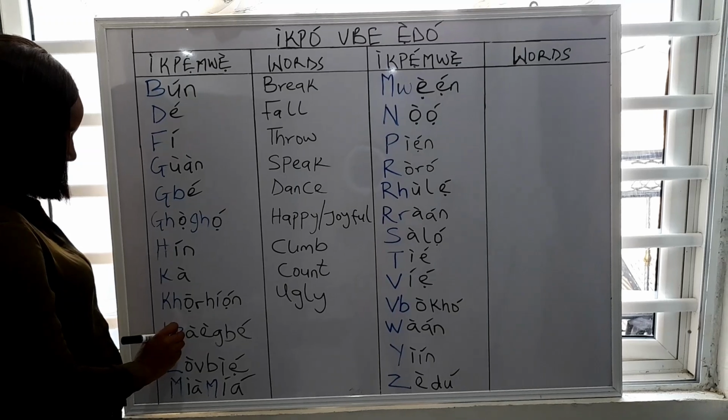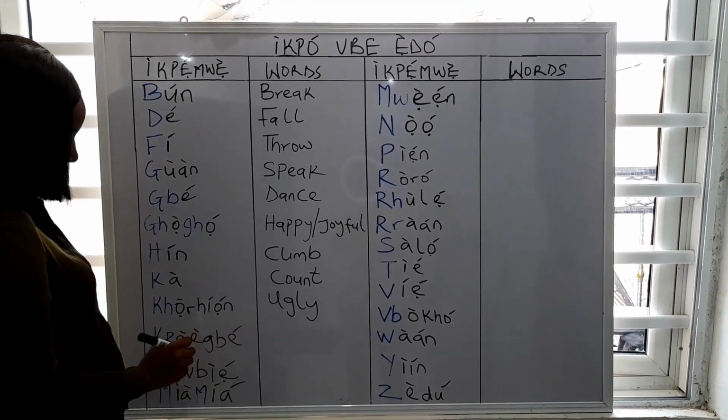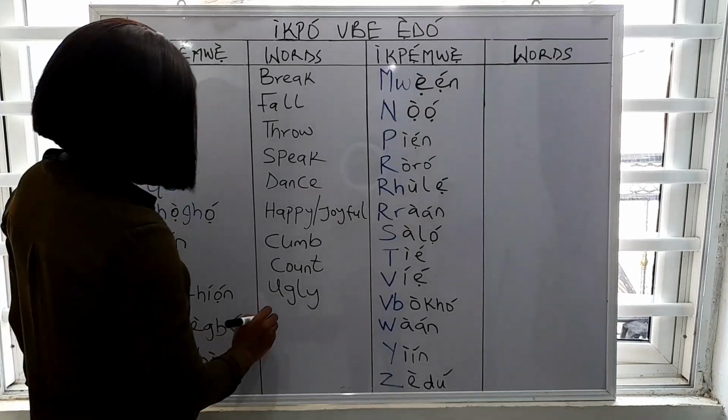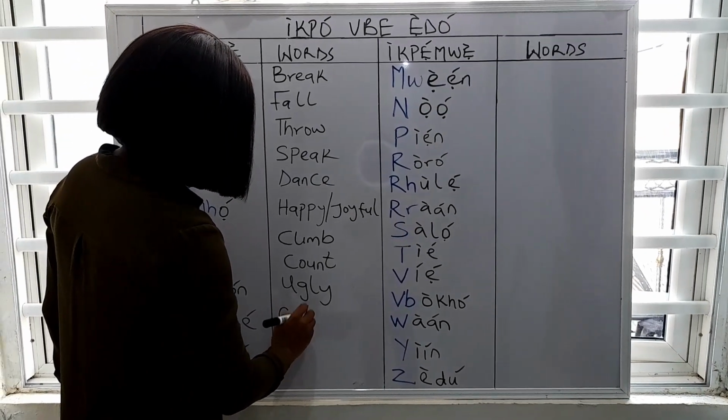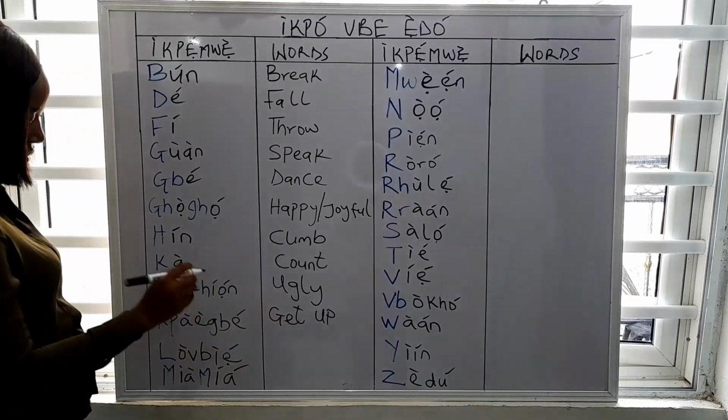Okay, the next is b. We have baigbe. Baigbe is to get up. Get up. That is baigbe.